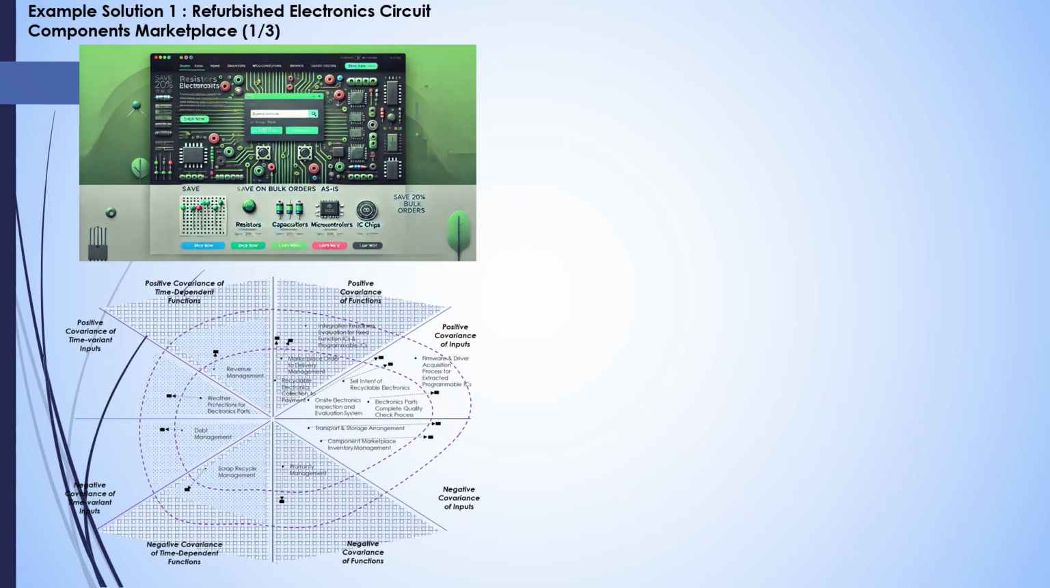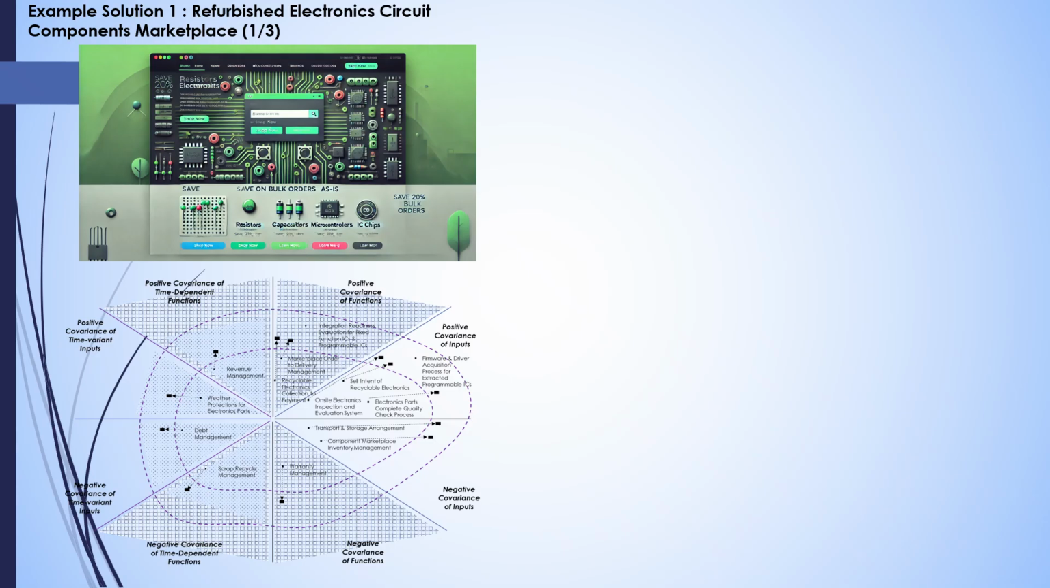Now, let's revisit what it's built from. When we decomposed this solution, we identified the full set of inputs and functions that make it work. Recyclable electronics collection to payment, on-site inspection and evaluation, transport and storage, electronics parts quality check, parts extraction, firmware acquisition for programmable chipsets, integration readiness, evaluation for both fixed function and programmable chips, inventory management, weather protection, order-to-delivery management, revenue management, debt management, warranty management, and scrap recycle management, each one essential, each one load-bearing.